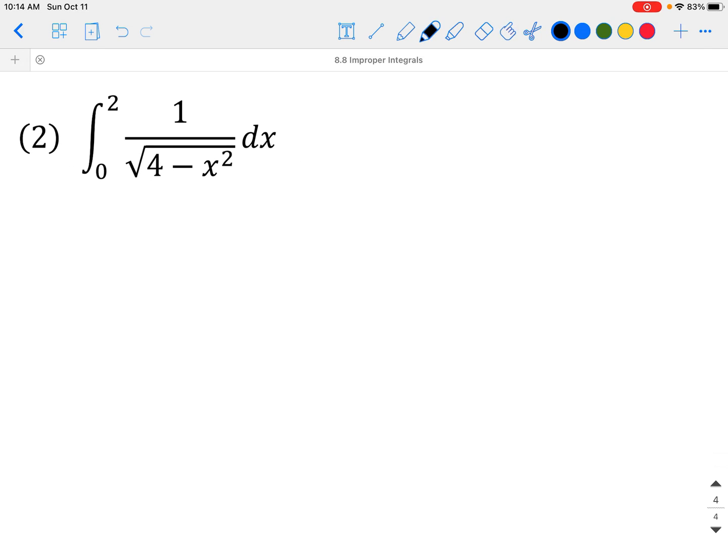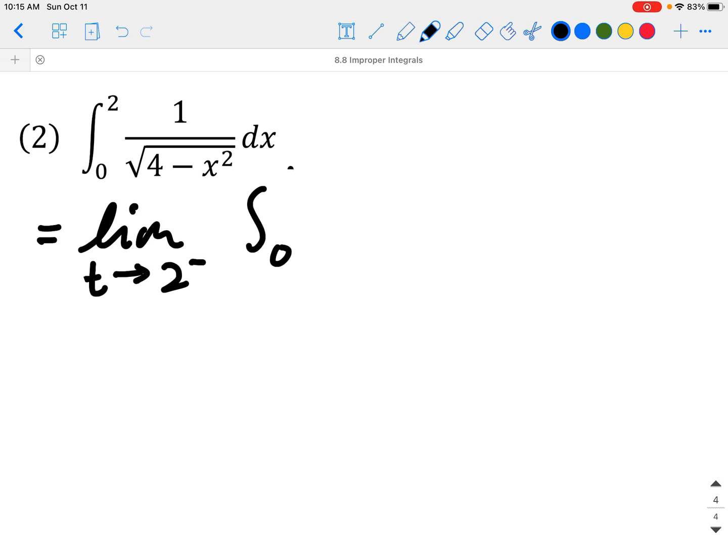So we've got the integral from 0 to 2 of 1 over rad 4 minus x squared dx. And so we'll note that our value that's going to be undefined is not 0, but rather it's going to be 2. So at 2, we're going to run into this 1 divided by 0 expression. So we're going to rewrite this then as the limit as t approaches 2 from the left. So note, 2 is our right endpoint, so we're going to be approaching it from the left, inside the interval.